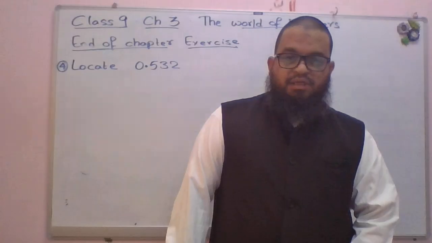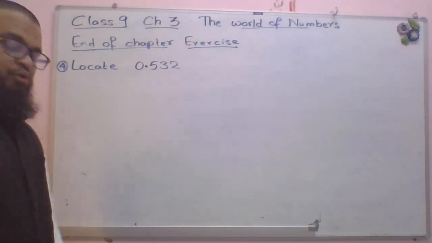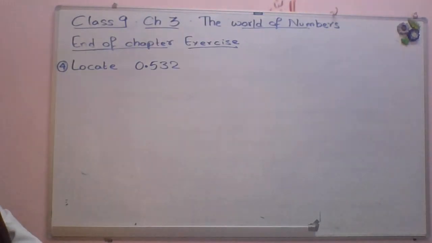End of chapter exercise, fourth question. What is this fourth question? Locate 0.532 on the number line.